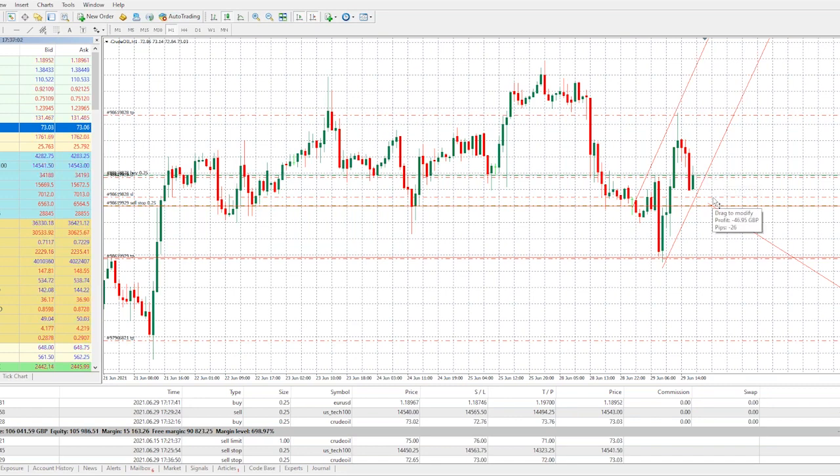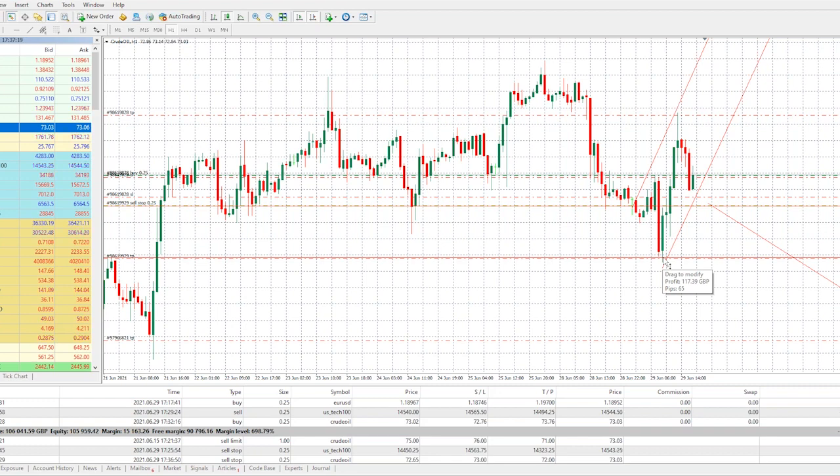Then if it breaks that support level, we can get in on a sell. And I'm going to risk about half of my potential profit, even less than that, just to get to a profit to take before even today's low point.